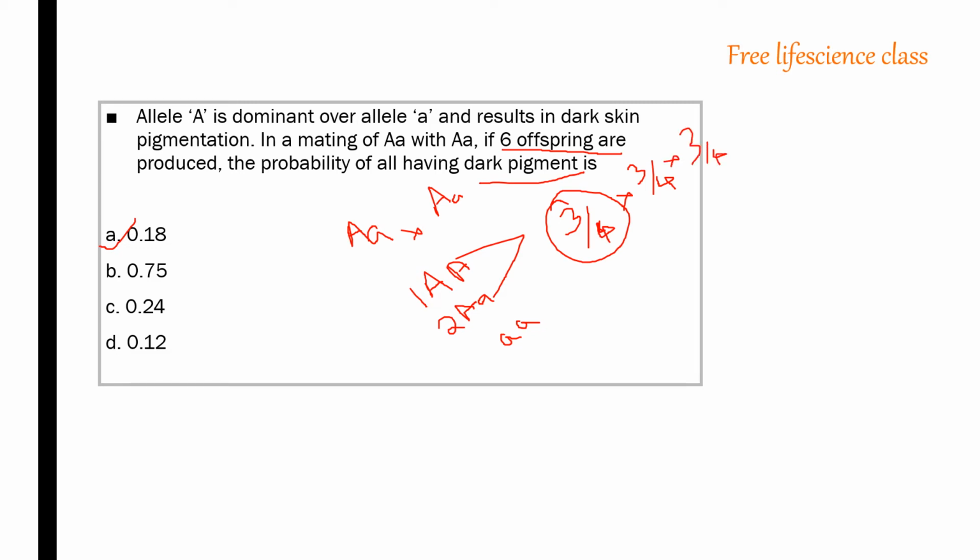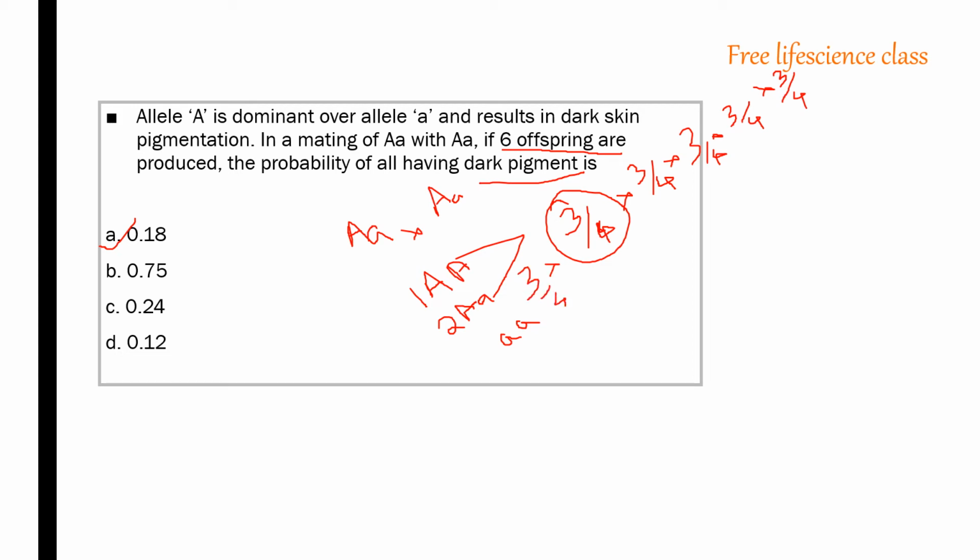That means you will get approximately like this: 1, 2, 3, 4, 2 more times, that is 6 offspring is there. 1, 2, 3, 4, 5. One is written here.